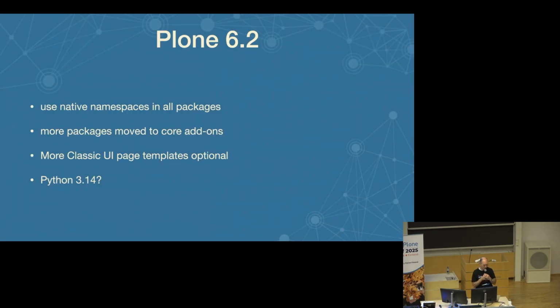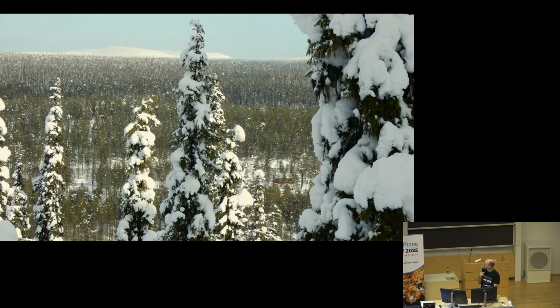So then Plone 6.2, the biggest thing is, we use native namespaces in all packages, and again, we'll get into some details later. There are more packages that we can move into core add-ons, and we're going to make more classic UI page templates optional. And we'll see about Python 3.14 if we can support that, plus a few assorted other items. And it's quite nice up north.